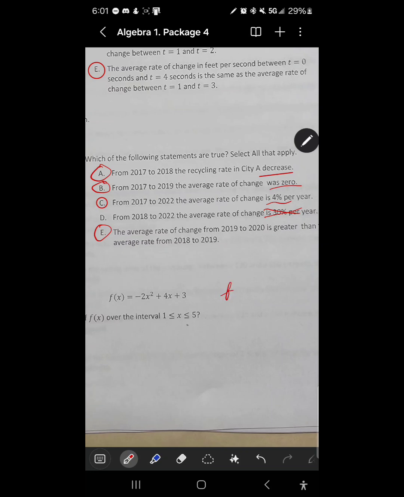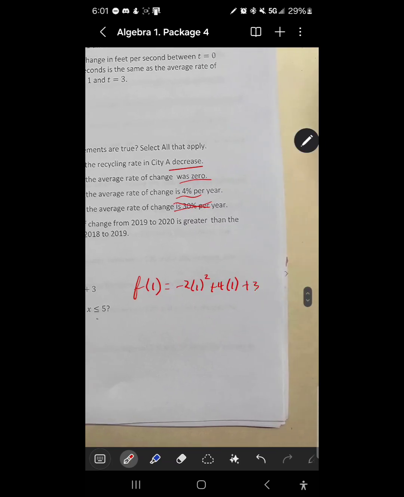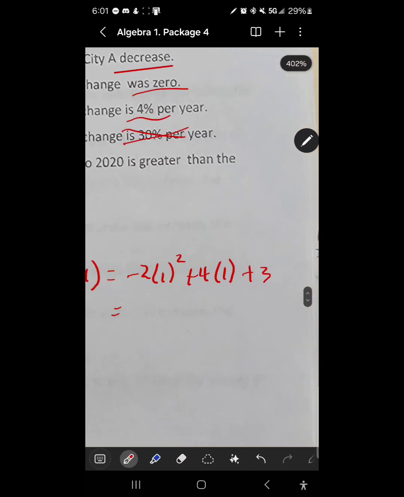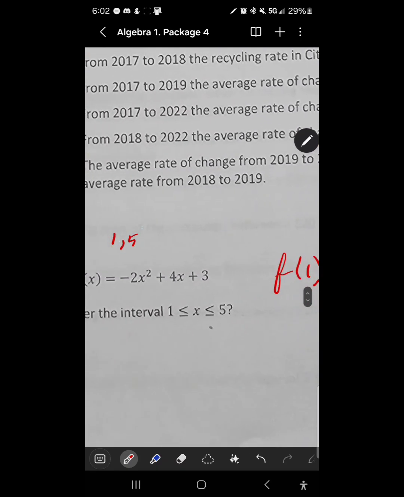So, we have f of 1 equal to -2 times 1 squared plus 4 times 1 plus 3. Now it will be -2 times, 1 squared is 1, so -2 times 1 is -2, 4 times 1 is 4, 3 just keeps being 3. So this will be 4 minus 2, 2 plus 3, 5. So our first point is 1, comma 5.